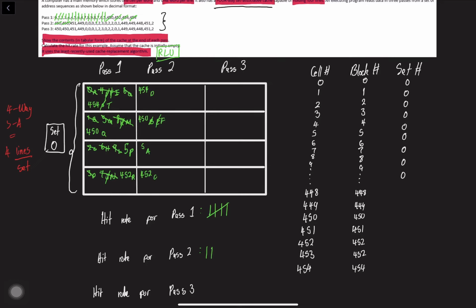451. No hit. Remove 451, no hit. It doesn't exist in our cache. So we remove the least used, which is our 5, right? So we have the 451 there. And we have G, right?